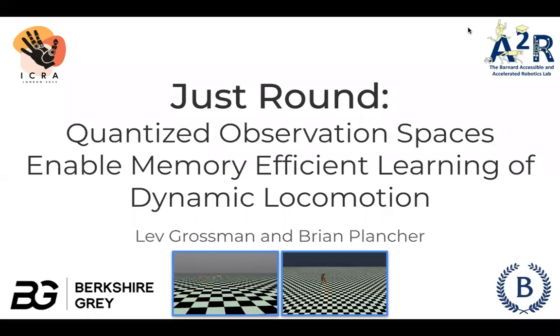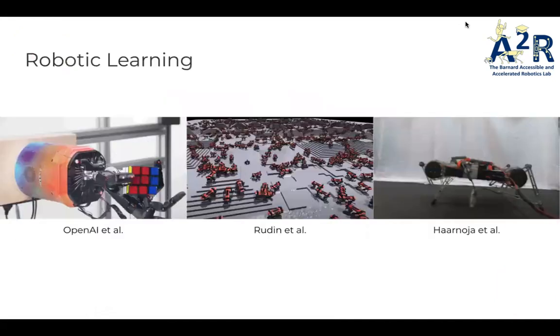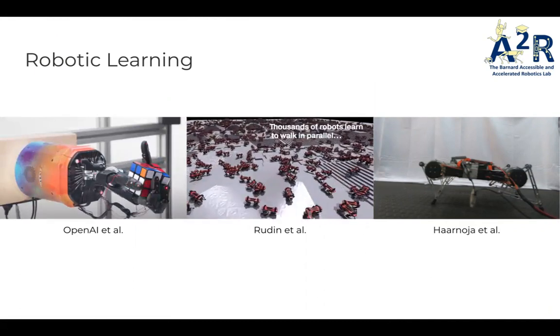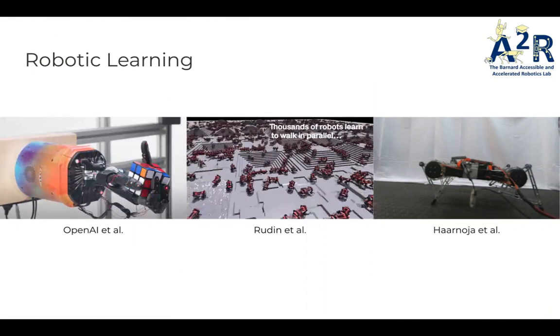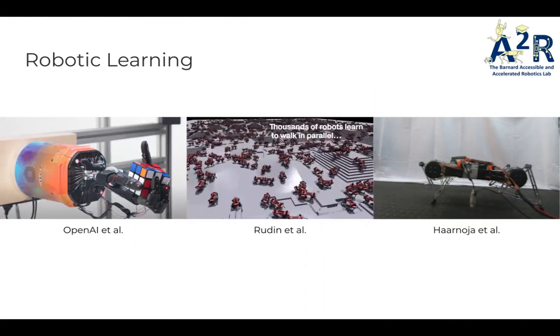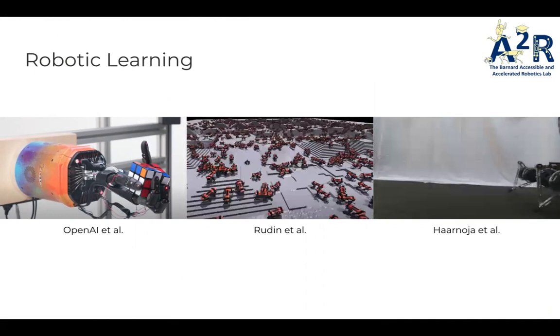We present Just Round: quantized observation spaces enable memory-efficient learning of dynamic locomotion. Deep reinforcement learning remains one of the most powerful tools for synthesizing complex robotic behaviors, such as learning to solve a Rubik's Cube using a dexterous robotic hand, enabling robust quadrupedal locomotion in under 20 minutes using hundreds of parallelized rollouts, and teaching a Minotaur to walk using experience collected on device and in the real world.